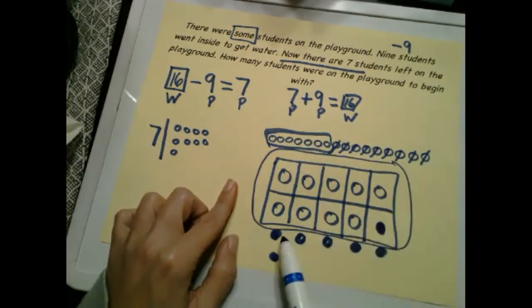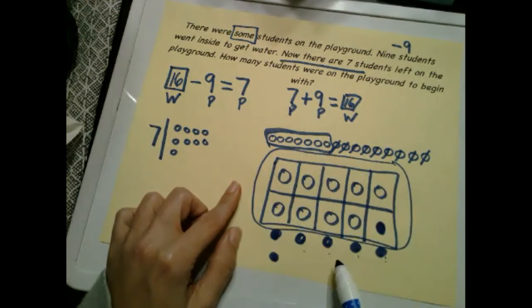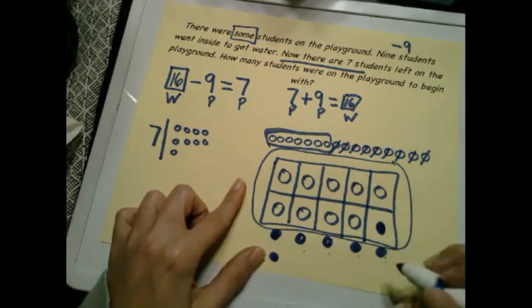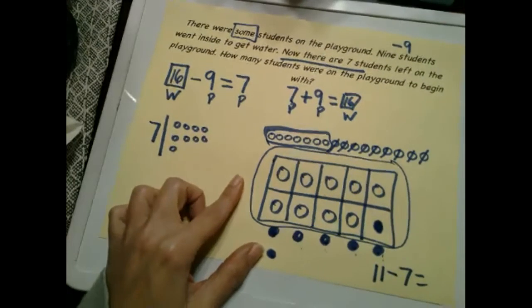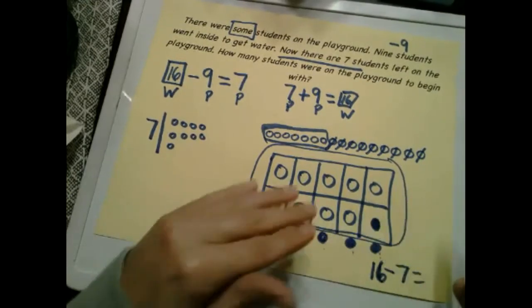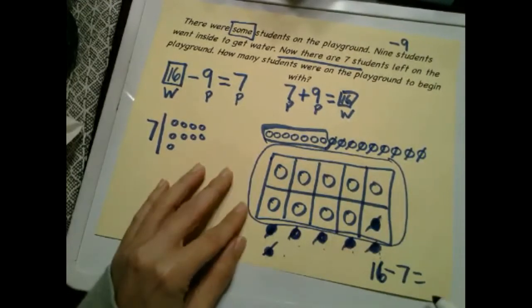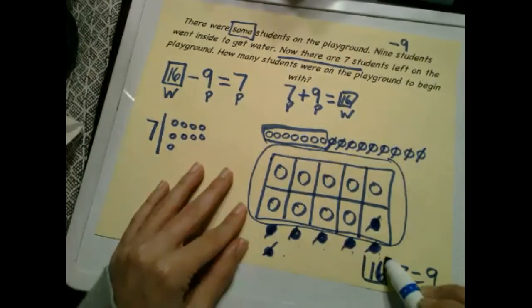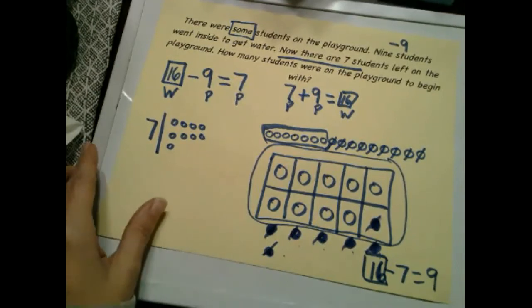So now I know that I've made a group of 10. So 10, 11, 12, 13, 14, 15, 16. I can check my work again. If I have 16 and I minus 7, will I get 9? So let's see. If I take away my 7, it leaves me with 9. So 16 minus 7 equals 9. Great job, mathematicians. Let's try one more.